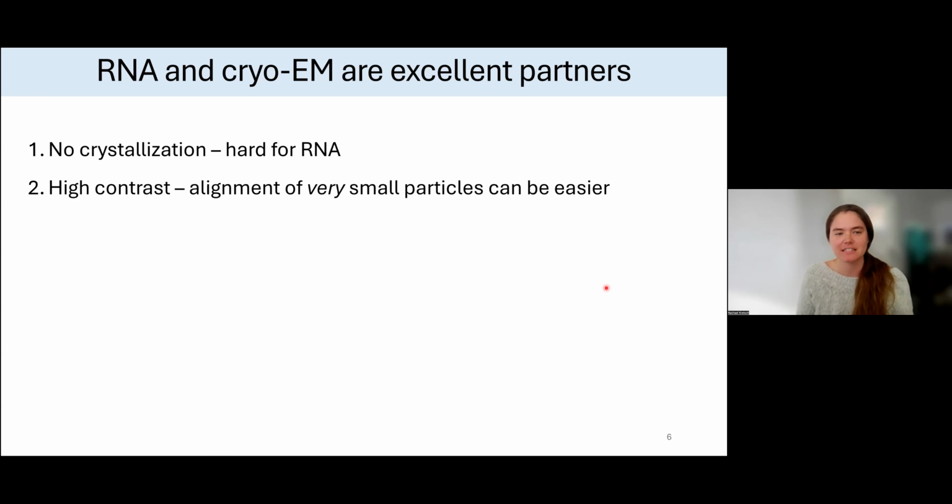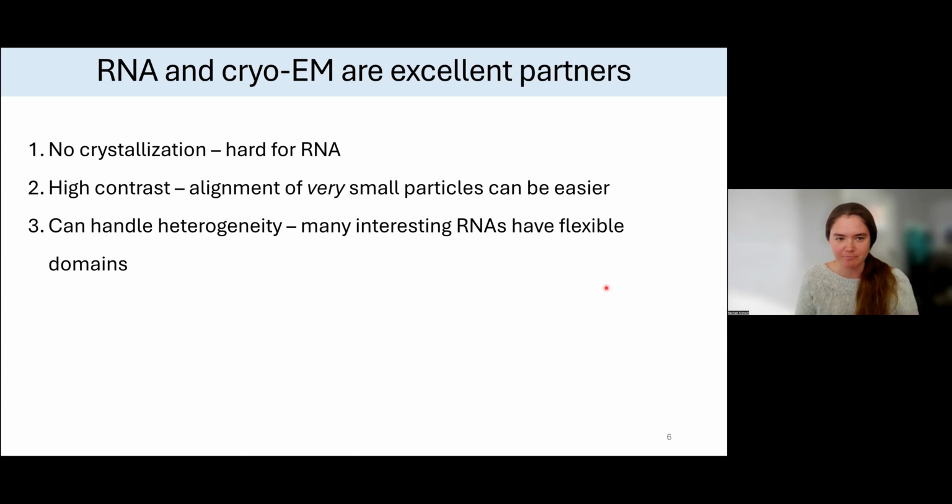The other reason RNA is great for cryo-EM is it's high contrast relative to proteins. So this high contrast allows us to align very small particles. You'll see the smallest molecules that have been resolved in cryo-EM are RNA, and this is potentially one of the main reasons for that.